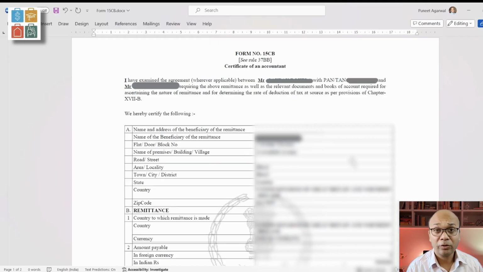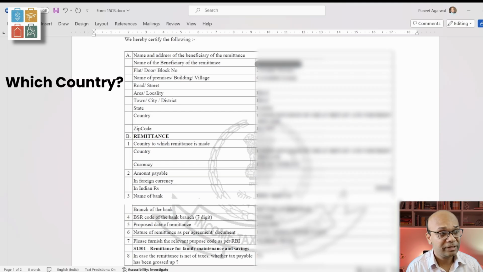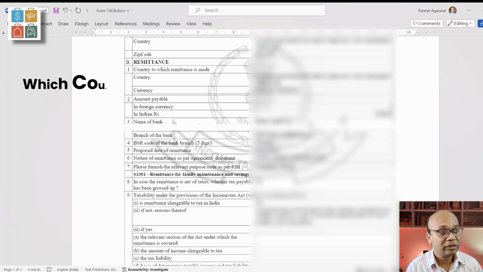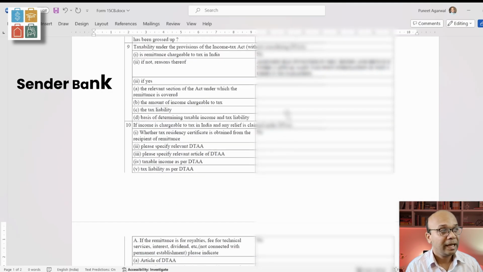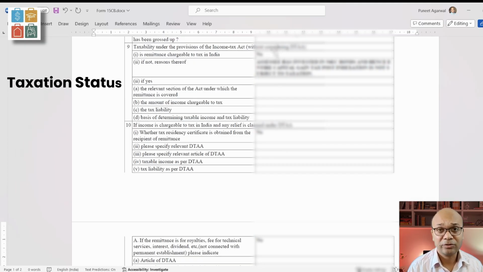So it will have the details of the non-resident, which may be you in this case, which country the money is going, those details are here, and then it talks about the bank from where the money would go, and then it talks about whether the money which needs to go has been properly taxed or not.